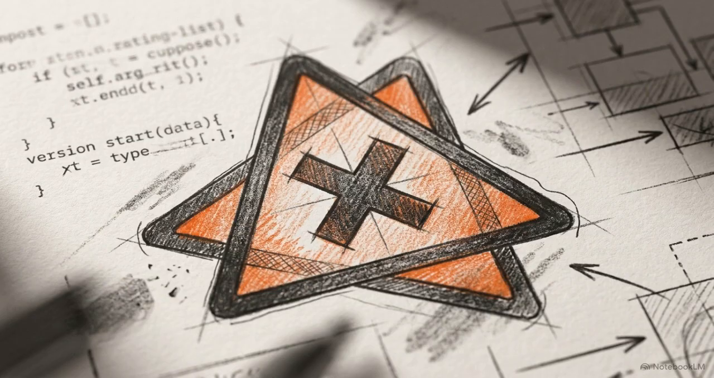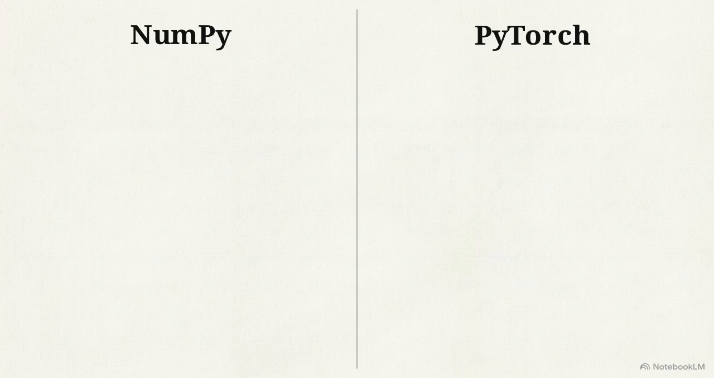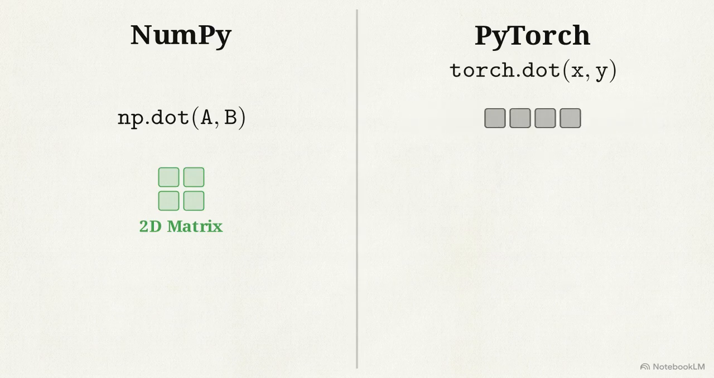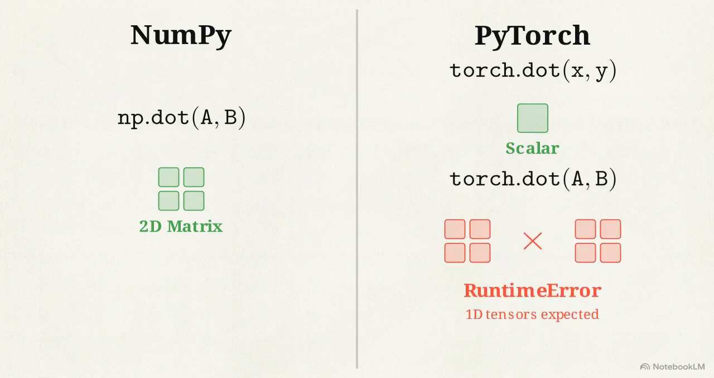There is one final trap in PyTorch linear algebra. Programmers coming from other frameworks frequently try to use the dot command for standard matrix multiplication, which leads to immediate errors. This split diagram shows the distinction. In NumPy, you can use dot for 2-dimensional matrices. PyTorch follows the strict definition. Torch dot calculates the inner product of 2 1D vectors only. Attempting it on a 2D matrix throws an error every time.